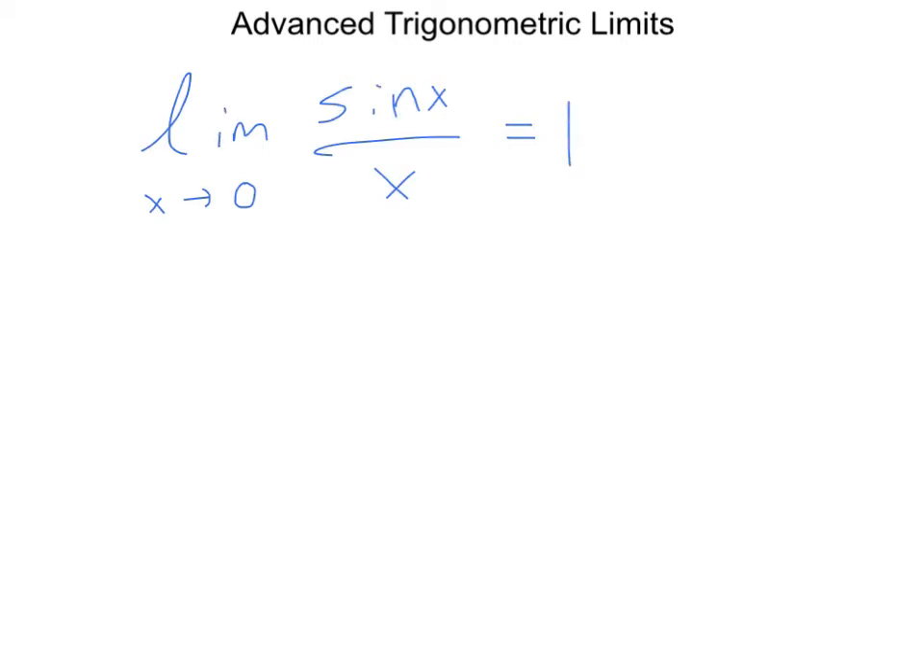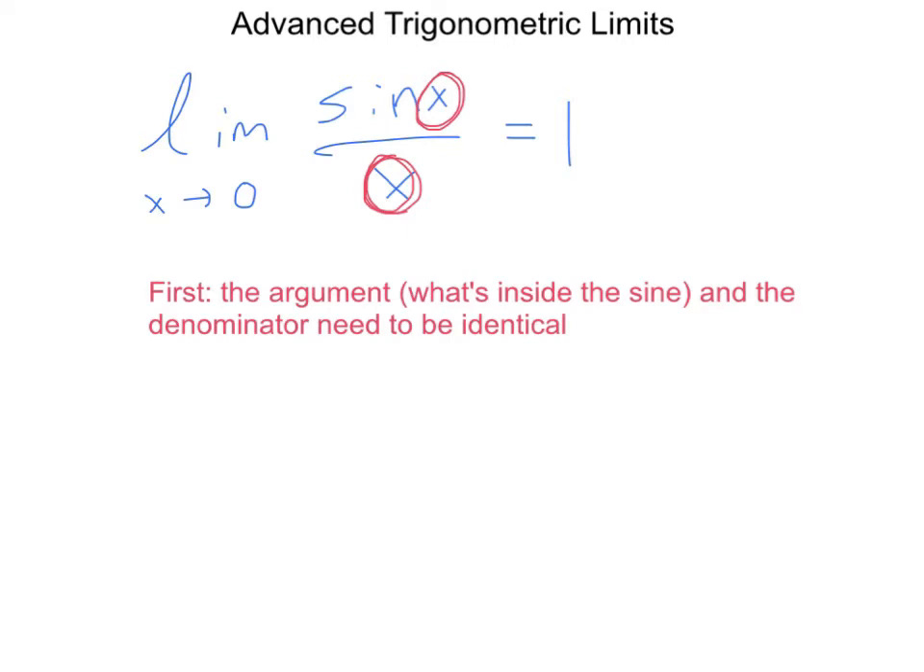So here's the catch. These limits don't always have to be going towards 0. What's important, and I don't really know how to write this on the screen, you're going to have to listen carefully. In order for this special limit to apply, there are some conditions. The first condition is that these two things have to be the same. They don't actually both have to be x, they just both have to be the same. So first of all, the argument on the top and the expression on the bottom need to be the same.